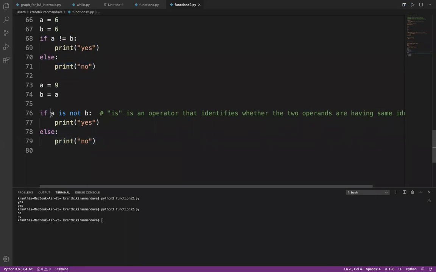Here also in this case, we are saying A is not B, but A is B actually. So you cannot say A is not B. So it is false. So false leads to else, and it prints no. So these are the identity operators.